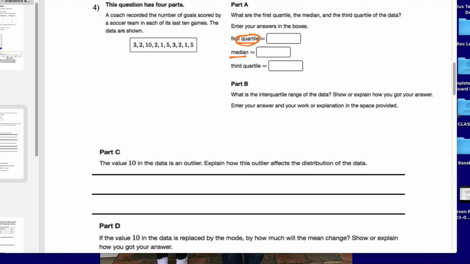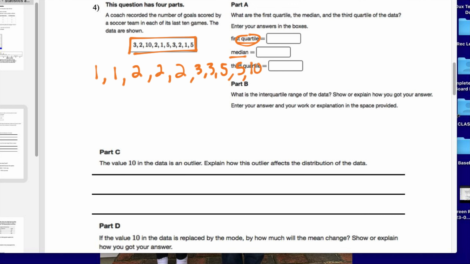But quartile means quarters. So if you get data, you want to put it in order, that way you can actually figure out where half the data is. So I'm going to rearrange this data so that it's 1, 1, and then I think I have 3 twos, and then I have 2 threes, 2 fives, and 1 ten.